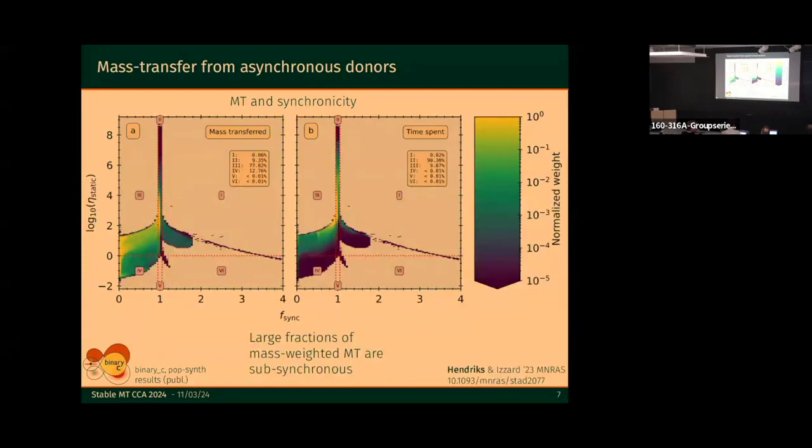What I basically find in my population synthesis results is that a very large fraction, either mass weighted or time weighted, is subsynchronous. Supersynchronous, not that much, but this is in the field, so there might be some changes here. But taking into account the asynchronicity is important, right? If 90% of the mass is transferred subsynchronously, we may need to do something about this.